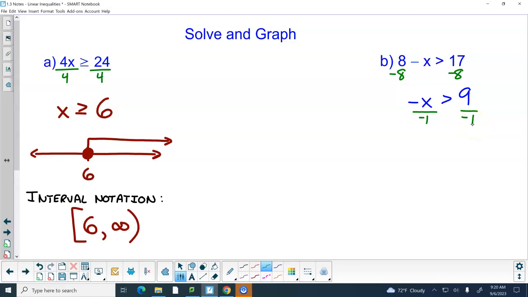There should be, that was a good crack. I heard that one up here. There should be alarm bells going off in your brain right now. Why? We're dividing by a negative number. Okay? So anytime you're dividing by a negative number, those alarm bells should go off. What needs to happen to this inequality sign? It's got to flip around. So then this answer would be x is less than negative 9.